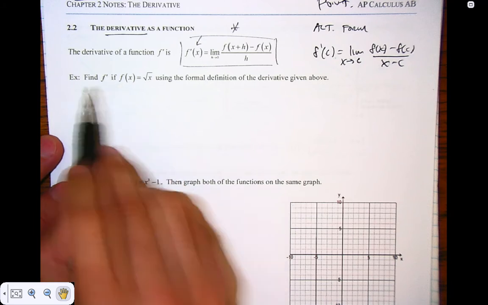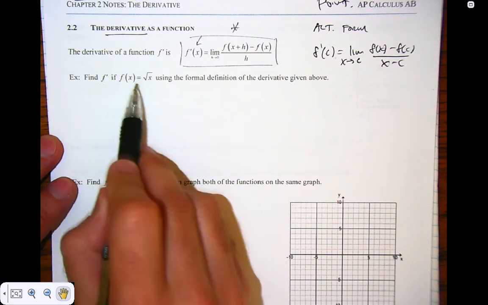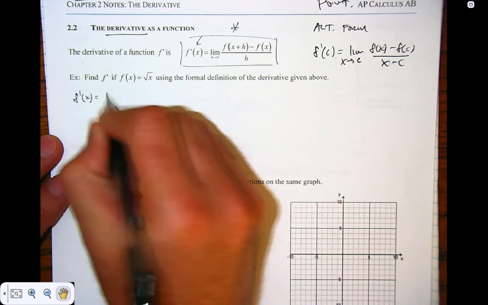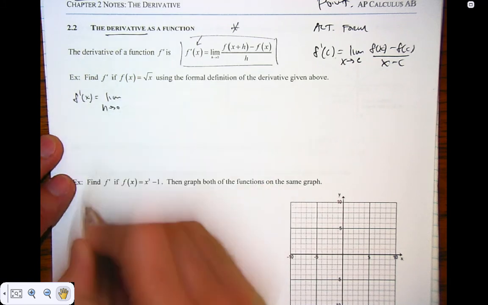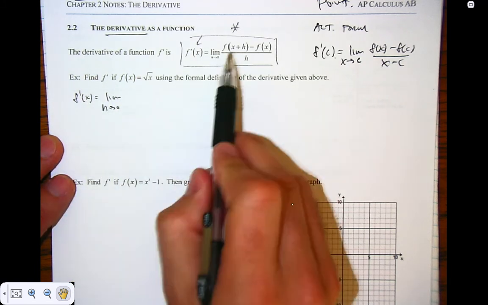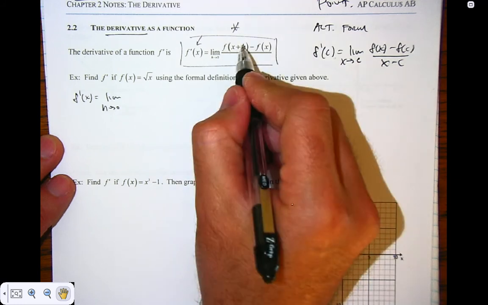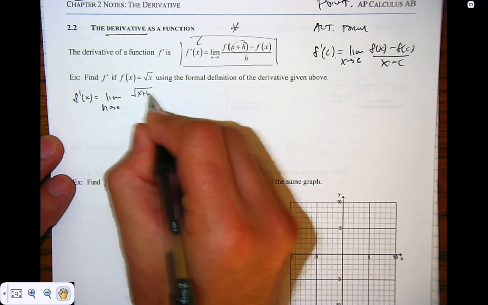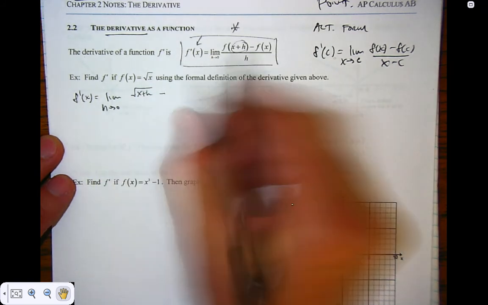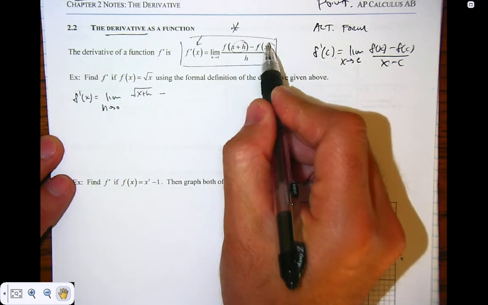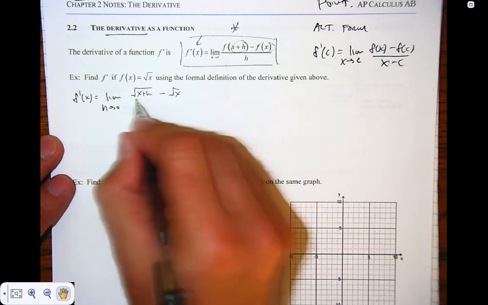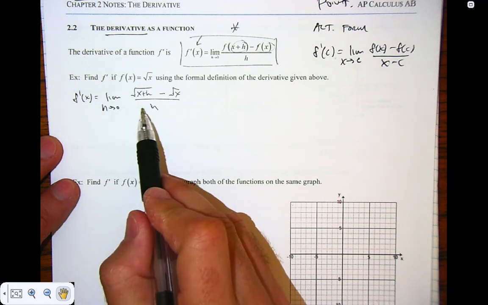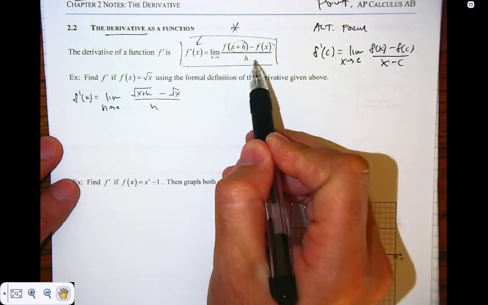And so what we're going to do is we're going to find f prime of that function using this formal definition, okay? So the derivative at x is going to be the limit as h approaches 0 of f of x plus h. So you're going to take x plus h, you're going to plug it into the function, and you get the square root of x plus h. Then you're going to subtract the whole function itself, which is just the square root of x, and you're going to put that over h. Okay, so all we did is we plugged into this formal definition of the derivative.